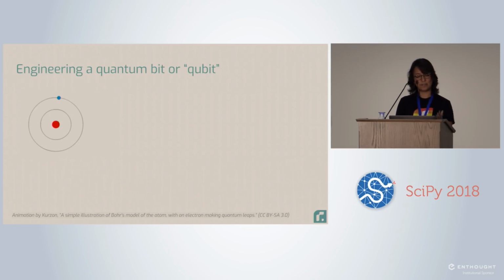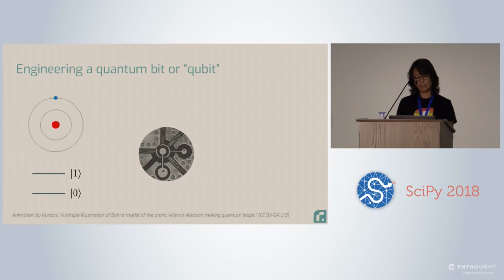So the electrons in an atom can be either in the ground state or in the excited state, for example this simple atom over here. In more complex atoms, there's more energy levels. But the idea of a quantum bit is that we engineer an artificial atom that has only two levels, the ground or the excited state. And at Rigetti, we engineer these artificial atoms.